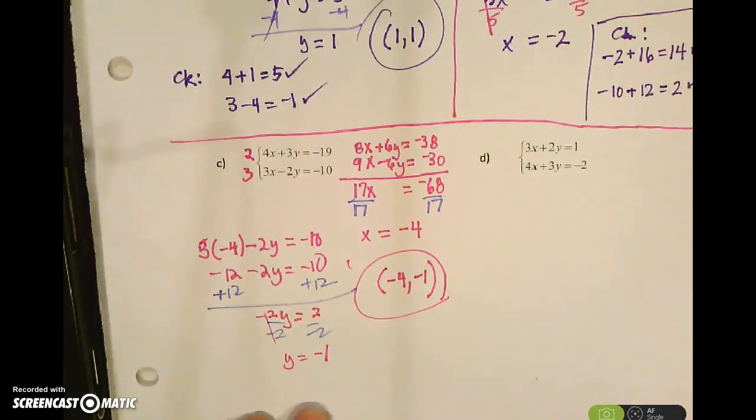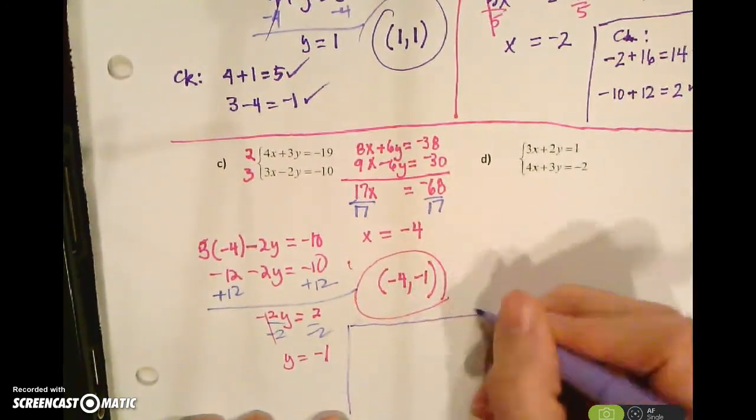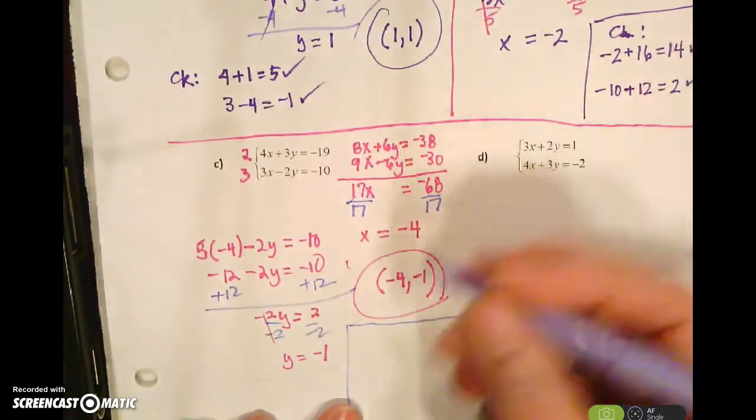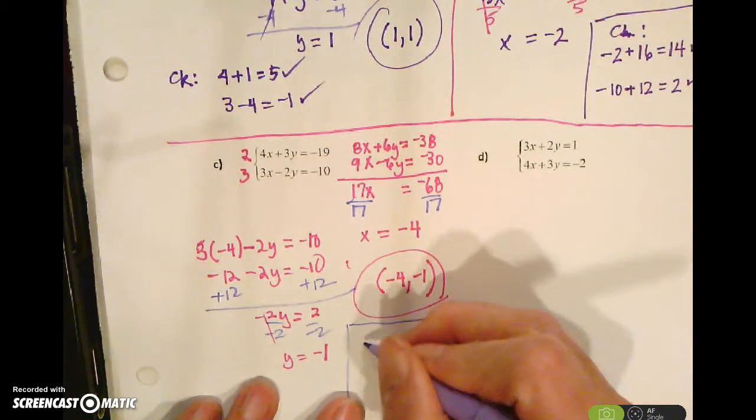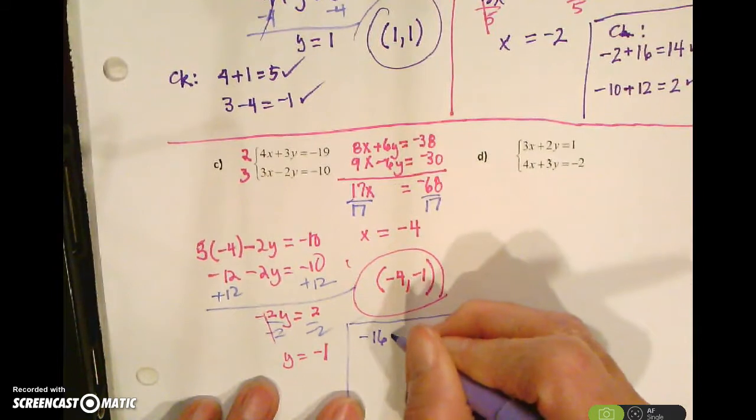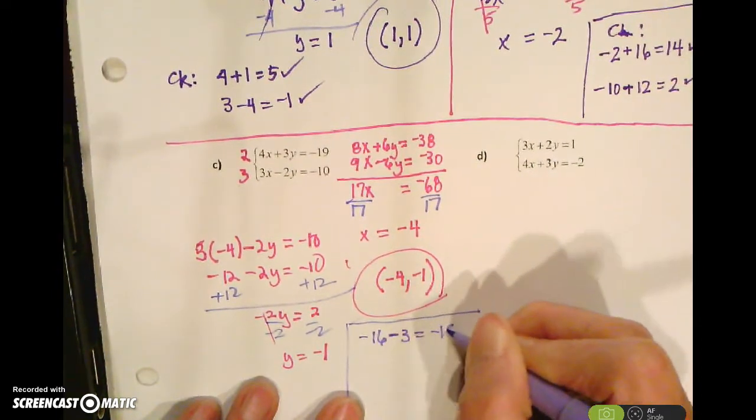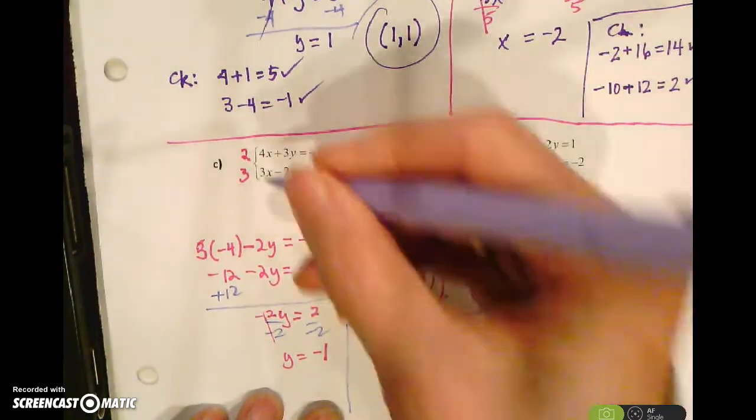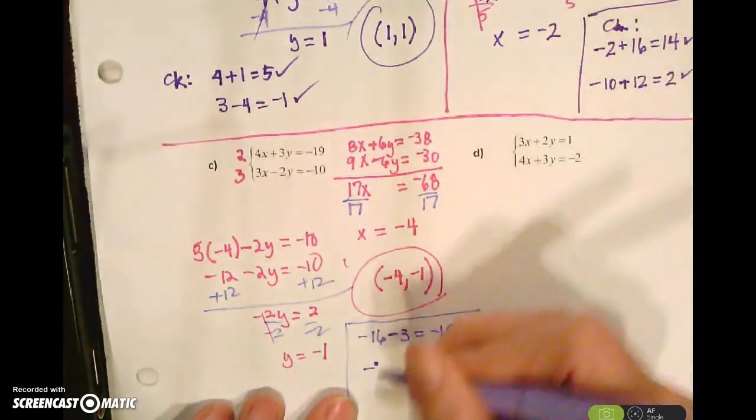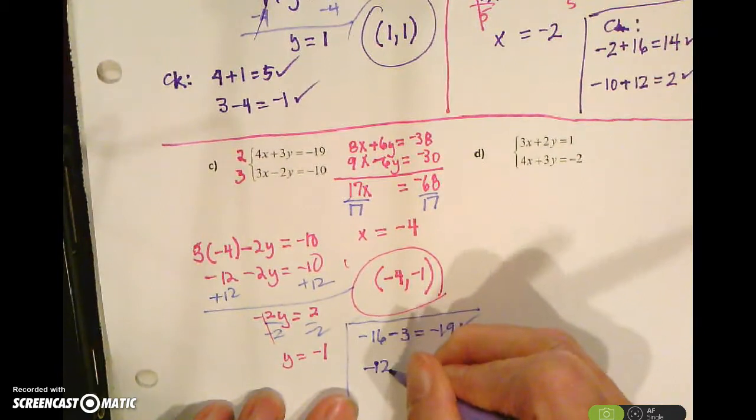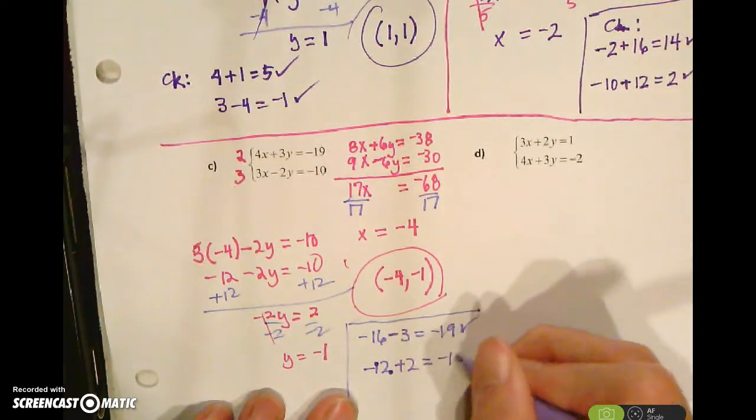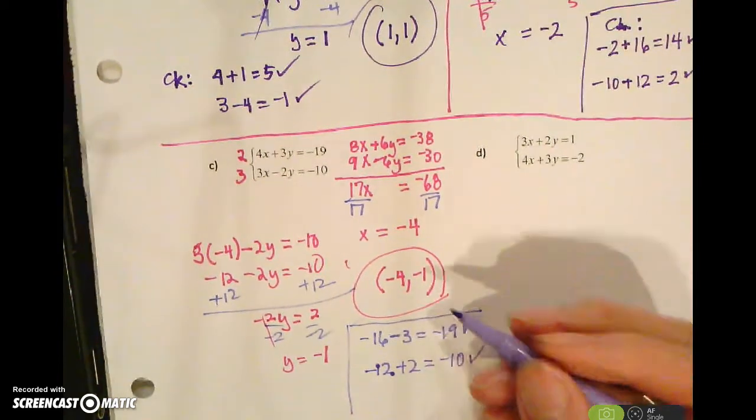We want to check it. So let's plug into the first one. Remember, you have to do both of them because it could work for one and not the other and not be a solution to the system. So we want to double check that. So we get negative 16 minus 3 equals negative 19. Check into the first one. The second one, that's going to give us negative 3 times negative 4 is negative 12. The negative 2 times negative 1 is plus 2 is equal to negative 10, and that also checks. So we have an answer.